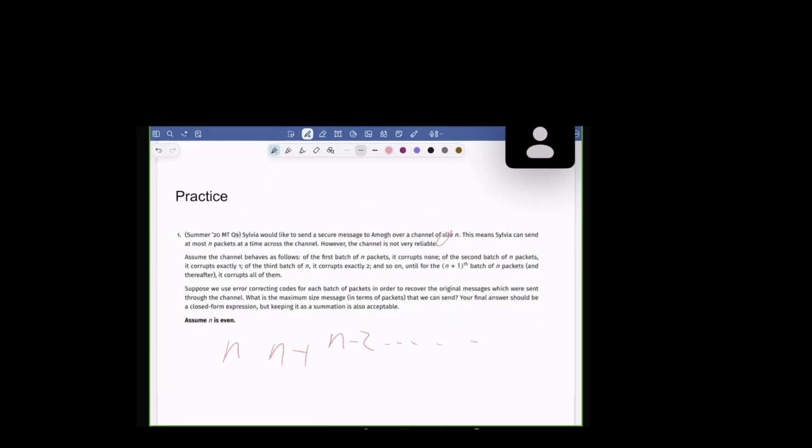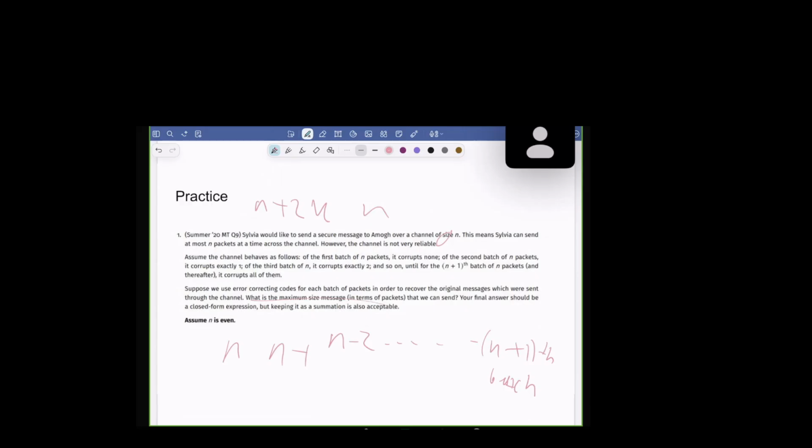And we want to know, well, we do this up to the n plus 1 batch. They want to know what's the max size message we can use in terms of packets that we're actually able to send. Now recall, this is corruption. So using corruption, you would send n plus 2k packets to handle it and be fine. We know this scenario, we're only allowed n packets, right?